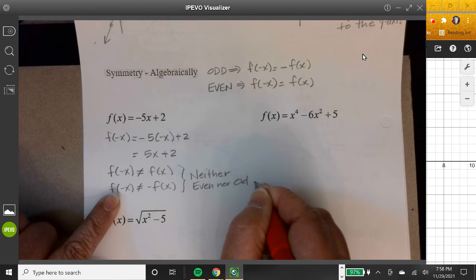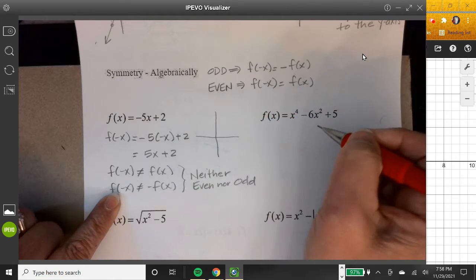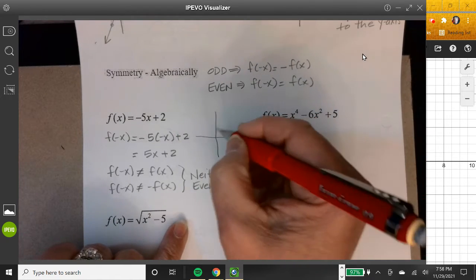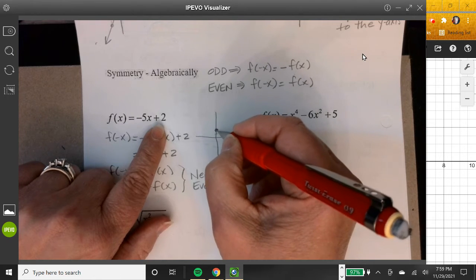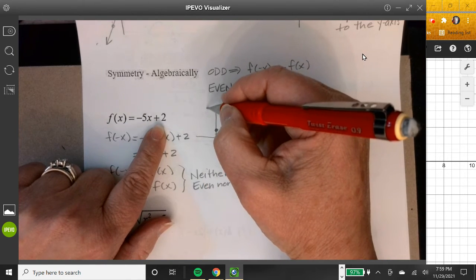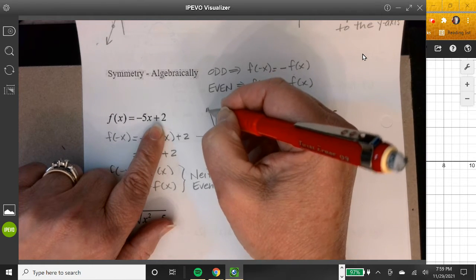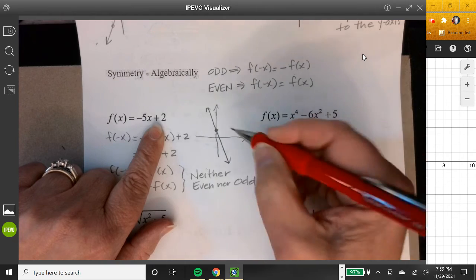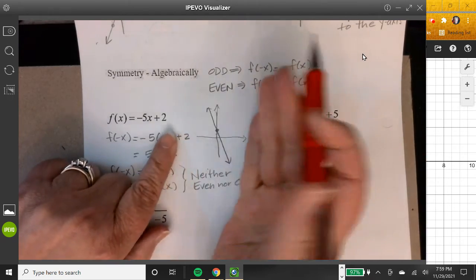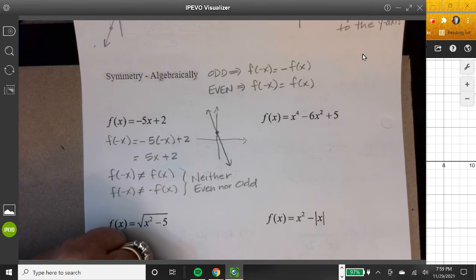Now let's think about the graph of this thing, if we were thinking graphically, because we have some visual folks out there. I have a y-intercept of 2, and a slope of negative 5, which is a very steep negative slope. Does that look like it's symmetric with respect to the origin? Nope. Or split in half by the y-axis? Nope. So it's neither even nor odd.